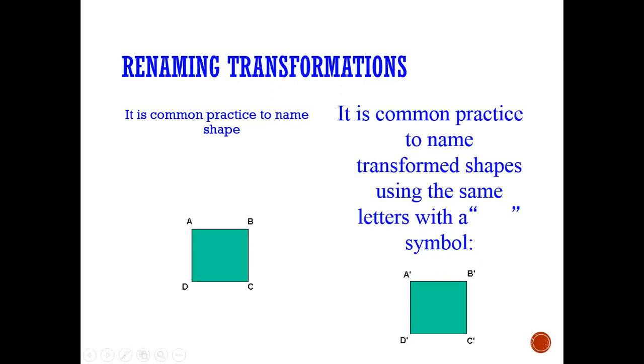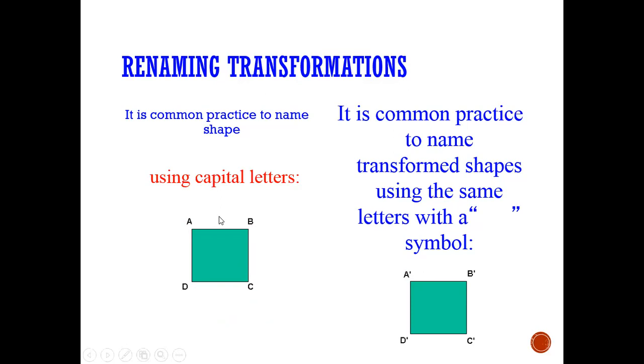When you are going to do a transformation, you will have an object. The original shape is known as the object, and when you transform it, you form an image. It is common practice to name the shape using capital letters. Let's say you're given an object, and the object will have vertices. The singular is vertex and the plural is vertices. You label the vertices using capital letters.